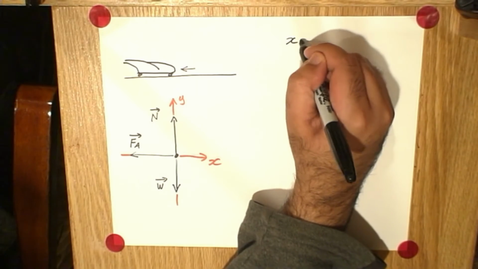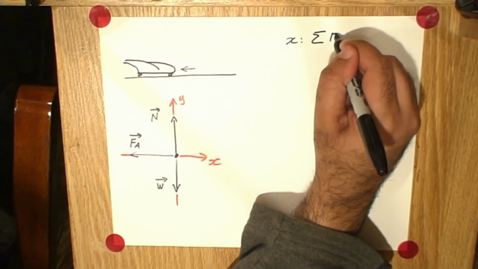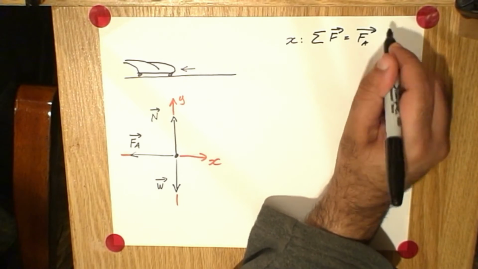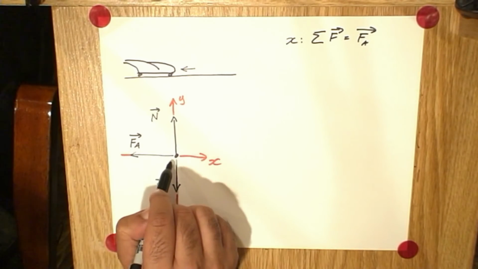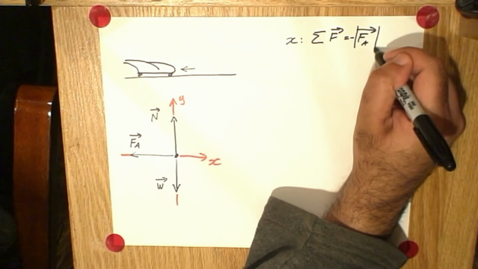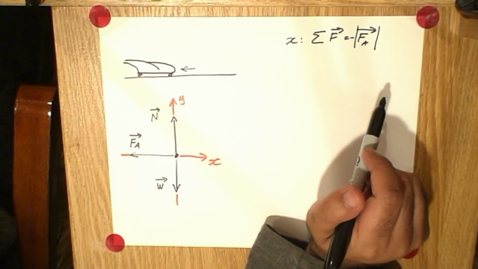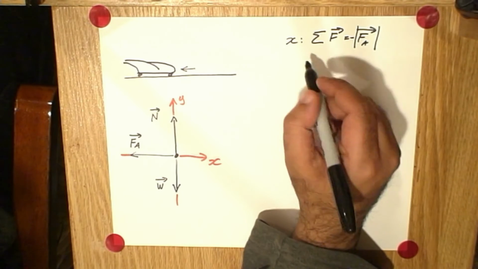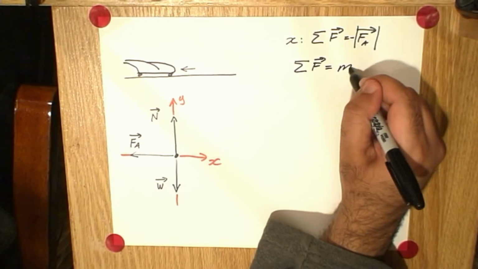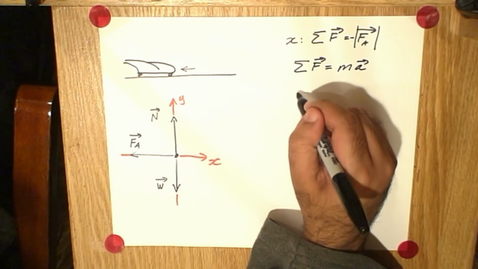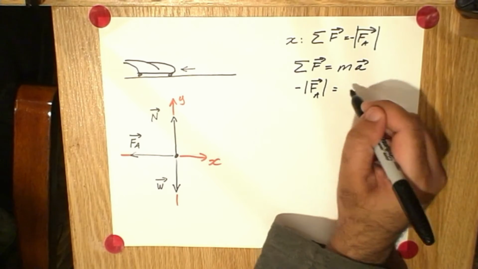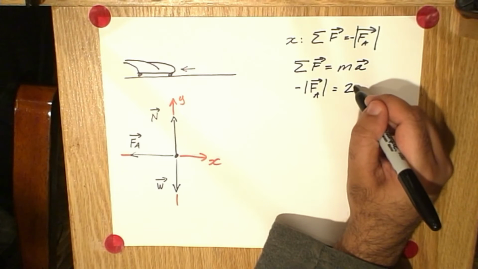So in the x direction, there is only one force. The total force is equal to the applied force. And because this applied force is pointing backwards, I should strictly write it like this: negative of the absolute value of applied force. But total force is also equal to mass times acceleration. So that means that the size of that negative applied force is also equal to mass times acceleration.